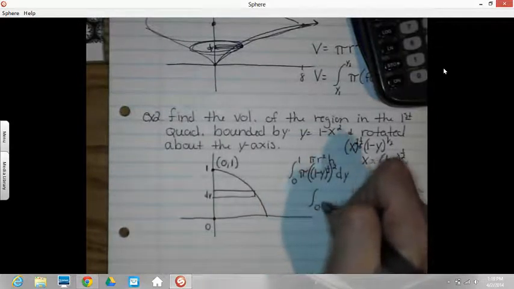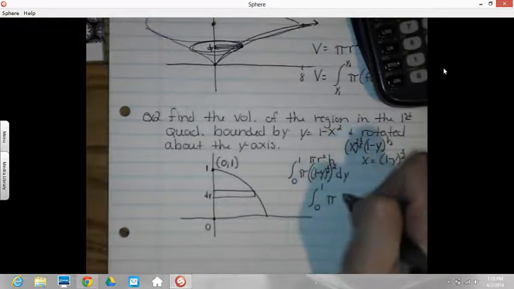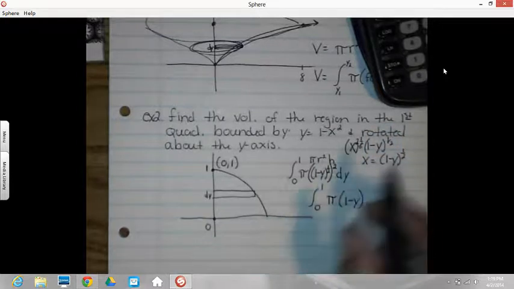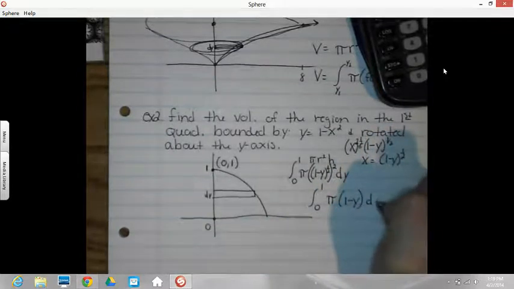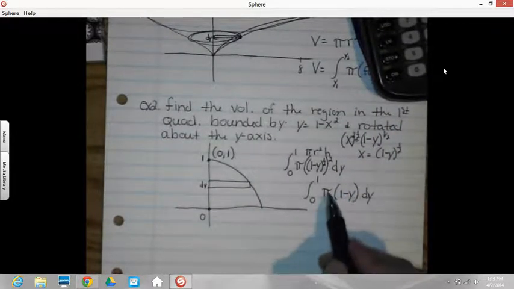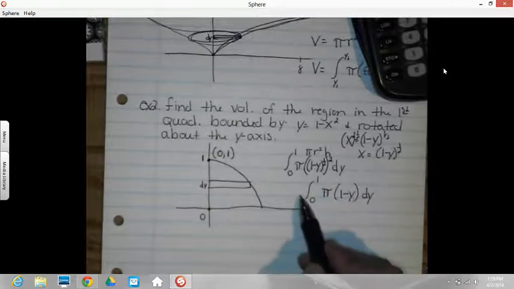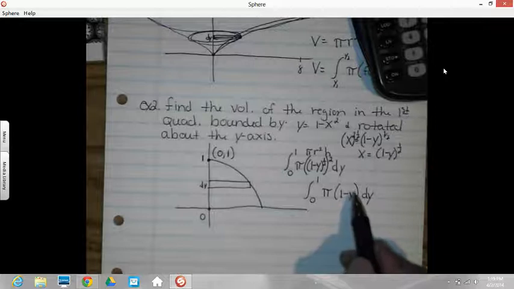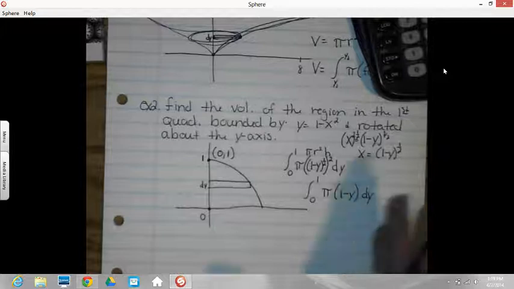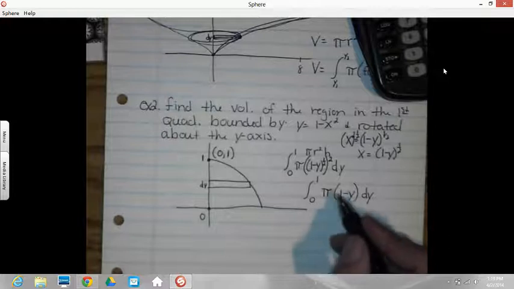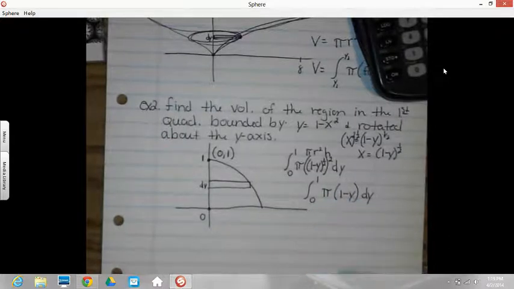So from 0 to 1, pi, I'll have 1 minus y, just to the first now, because 1/2 times 2 is 1, dy. Okay, you've got a couple ways to integrate this. Because this is a power of 1, I can just distribute the pi, or I can pull the pi out in front and integrate each term separately. Or I can do a power rule where the inside, the derivative is -1, and then add 1 to the exponent. There's a couple ways to do this one. I think it's easiest to just distribute the pi and then integrate each term.